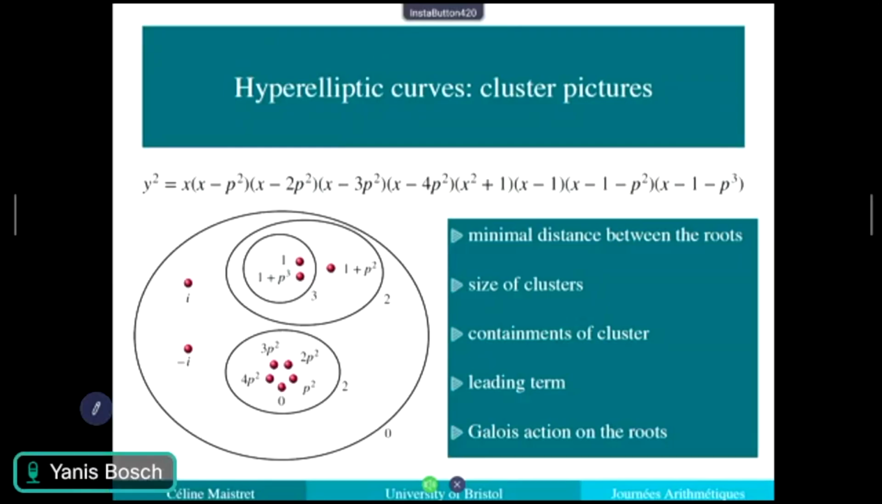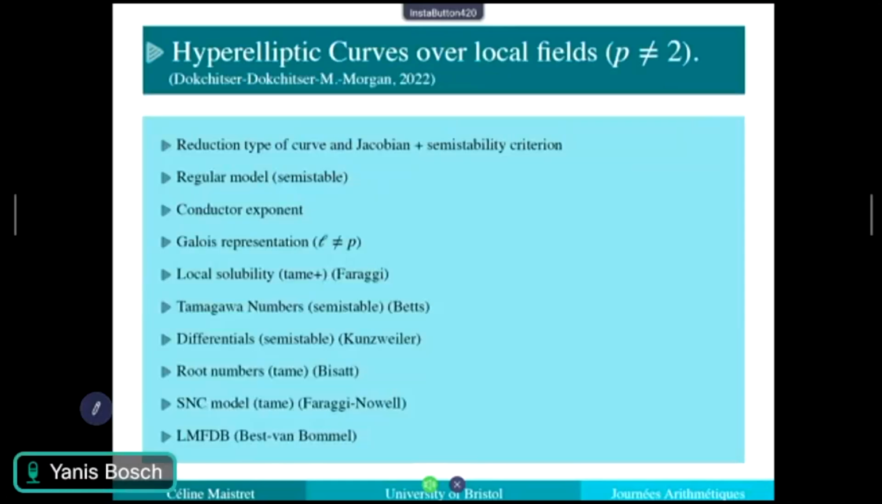But of course, I need to present it in a different way for hyperelliptic curves, because the way my roots can collapse, because they have so many more roots, it's a lot more involved. So I need to capture this clustering in one way or another, and this is what I'm going to do. So that's work joint with Tim and Vladimir Dokchitser and Adam Morgan, which concerns hyperelliptic curves over local fields. And I should emphasize that this works when the residue characteristic of this local field is not 2.